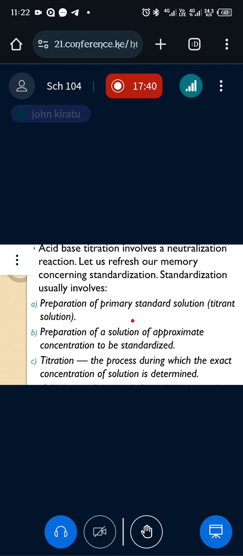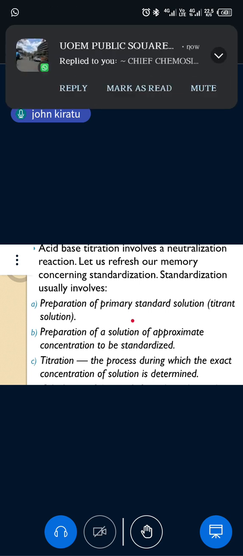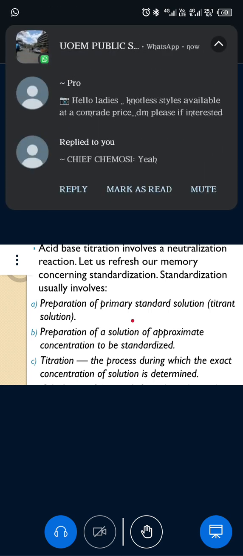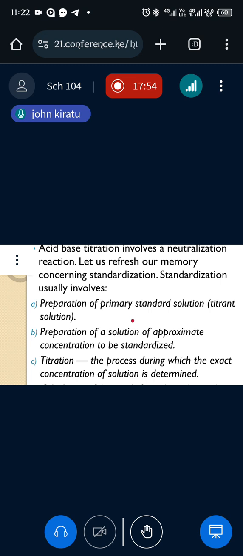Now, you know the procedure of doing titration. You prepare a standard, then you put it in a burette, then you measure your sample in a flask, then you titrate, and then you record the volume, and from the volume you can do the calculation, right?